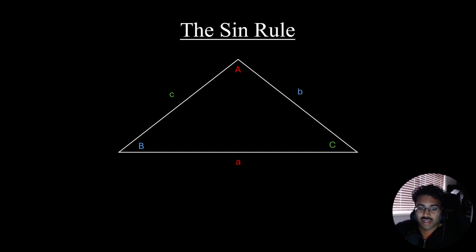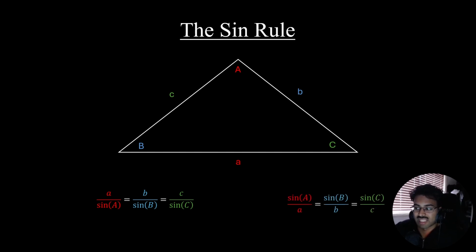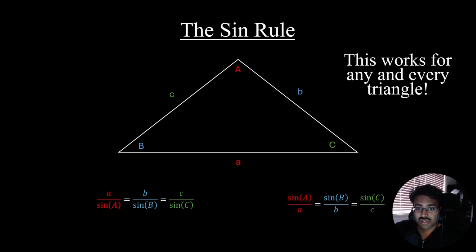And then it turns out if you take a side, let's take A for example, and divide it by the sine of the angle opposite that side, so sine capital A, you get the same value as if you were to do this to any other side. So we get this rule, A over sine A equals B over sine B, which equals C over sine C. And because this is a fractional relationship, we can actually flip it and it will be the same thing. And there you have it. That's the sine rule. So it's important to note that this works for any triangle.